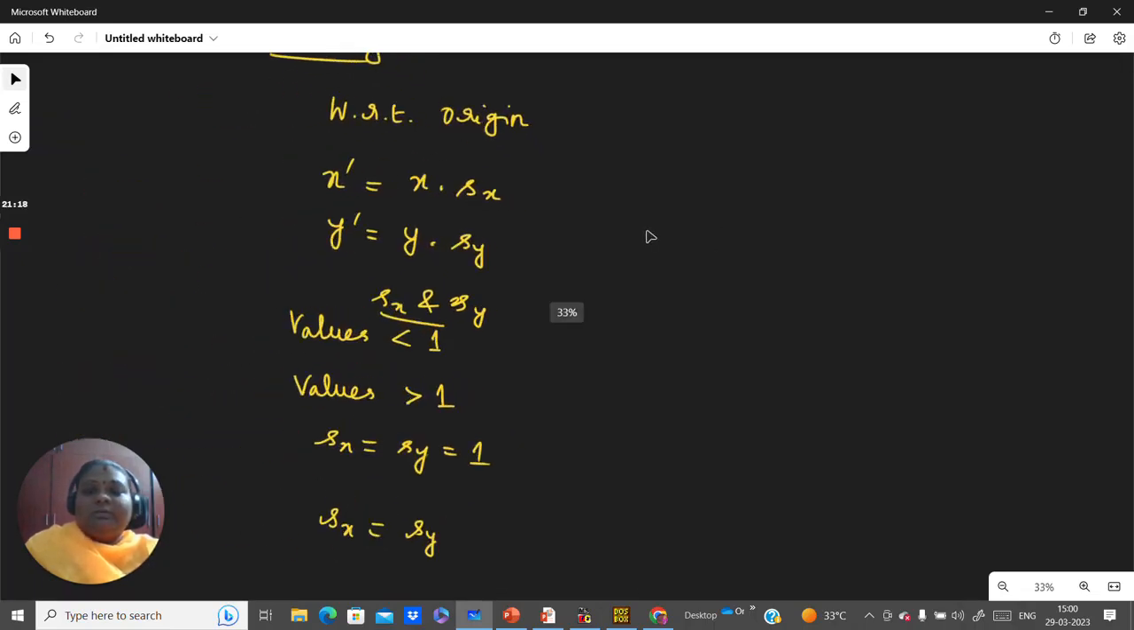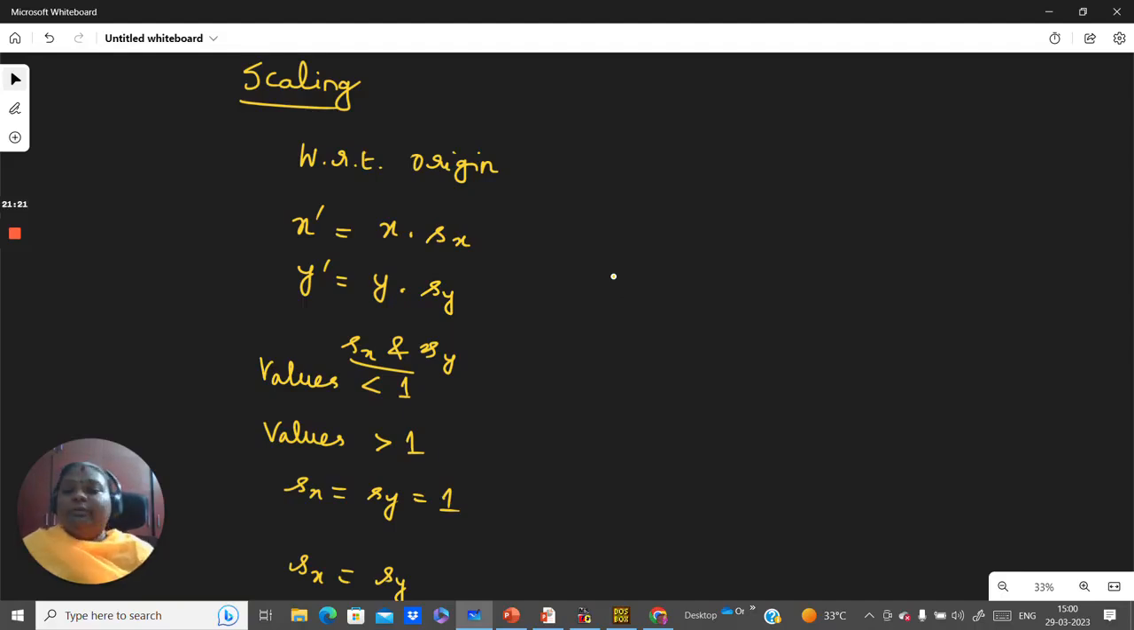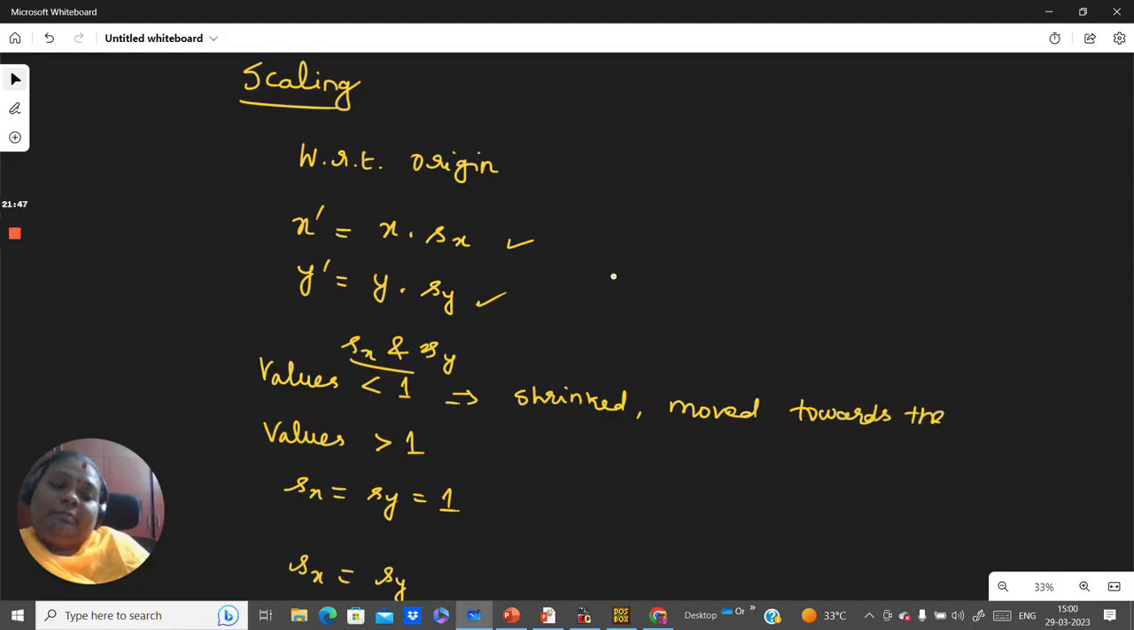So scaling with respect to origin, I already told you, x dash is equal to x into sx, y dash is equal to y into sy. So what kind of values can we give for sx and sy? When the values are less than 1, what will happen? The object will be shrunk. That is, the object will become small and will be moved towards the origin. When the value is greater than 1, then the object will be enlarged. The size will be enlarged and moved away from the origin.